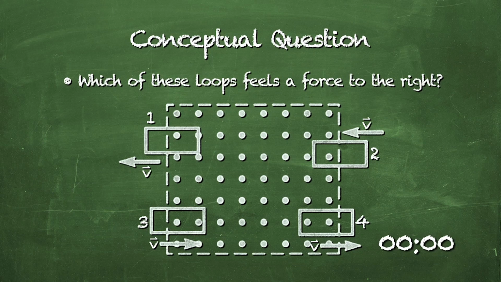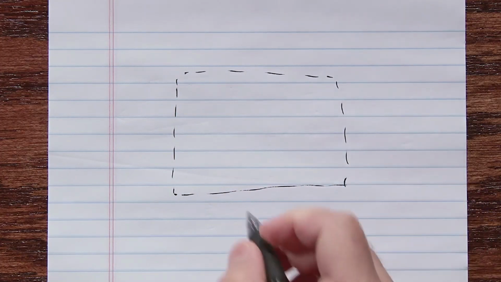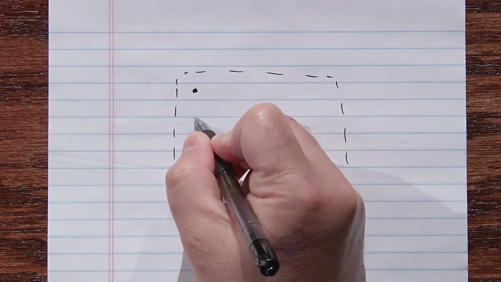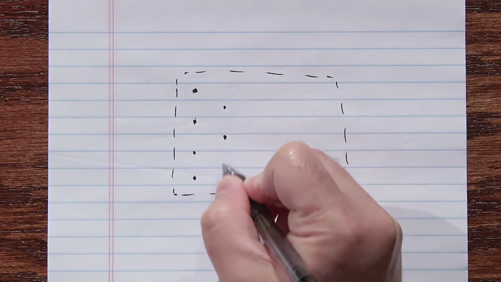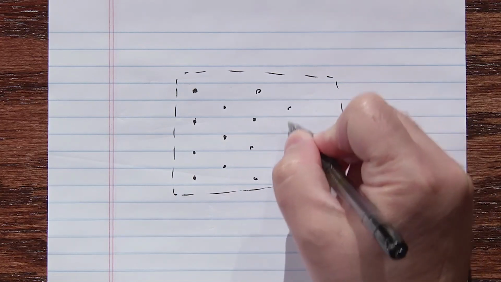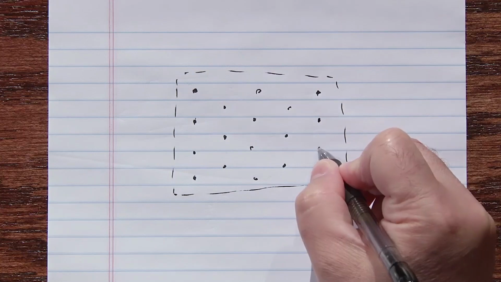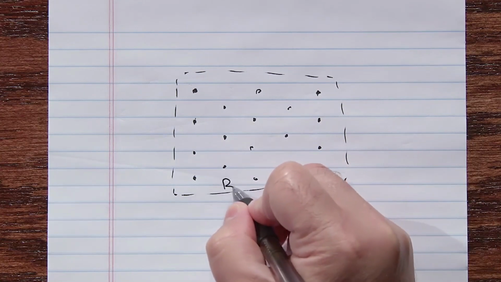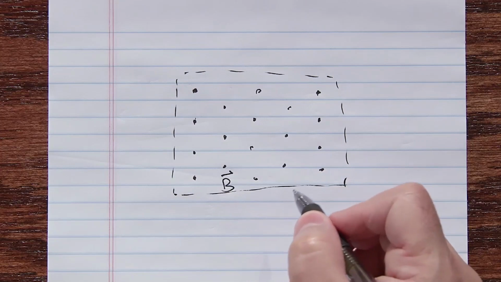Okay, let me draw my diagram. Here is the area where there is a magnetic field coming out of the page. There are my magnetic field lines. And let's start with the first loop.